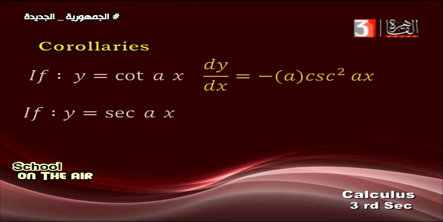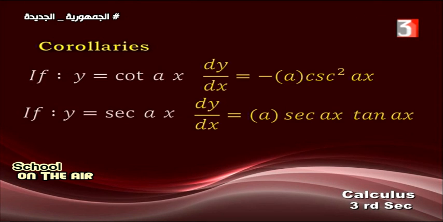If y equals sec ax, then dy dx equals the derivative of the function sec ax equals sec ax multiply tan ax. And the derivative of the angle ax equals a. Then the derivative of the function sec ax equals a multiply sec ax times tan ax.